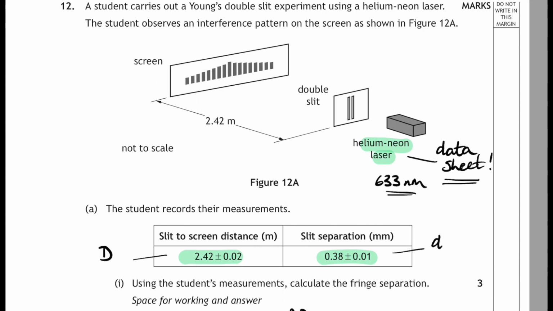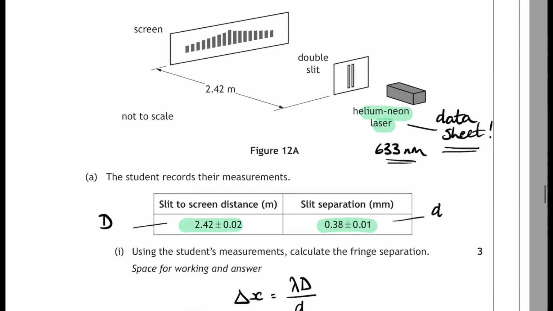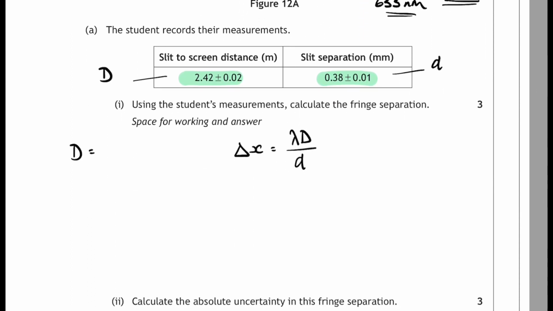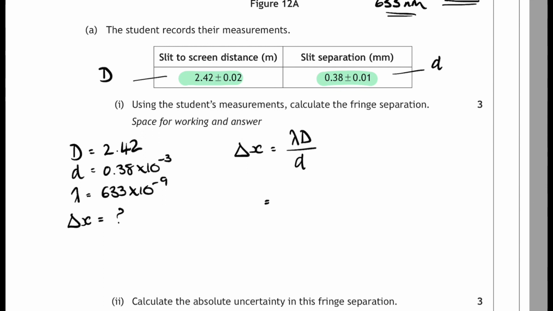So we can write that as a wee reminder on the page. The wavelength is 633 nanometers, and then we can pop all that data into the relationship, substitute it all in. Big D is 2.42, small d 0.38 times 10 to the minus 3, lambda 633 nanometers. So if we pop all of that in, don't forget all your prefixes. 10 to the minus 9 is nanometers. Capital D, distance to the screen, don't mix these two up.